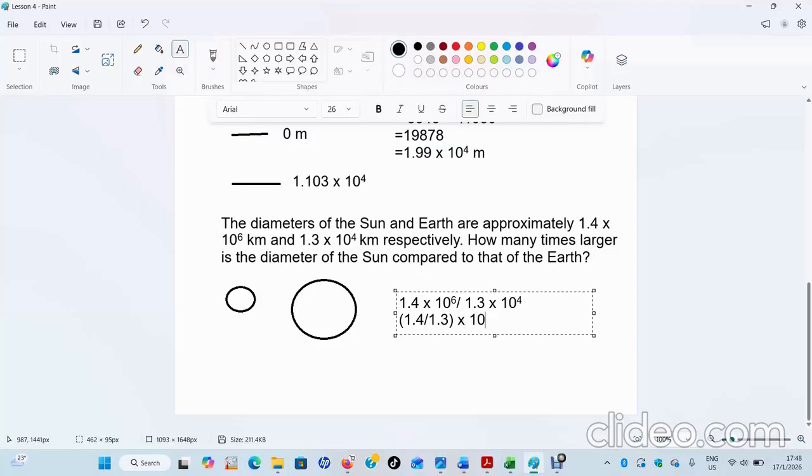So this one, I think for now it's straightforward. 1.4 over 1.3 times 10 to the power 6 minus 4, which becomes 1.07 times 10 to the power 2. Yes, it's a ratio, so there are no units there.